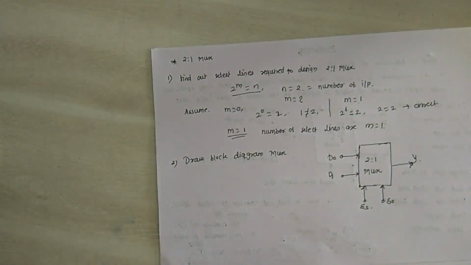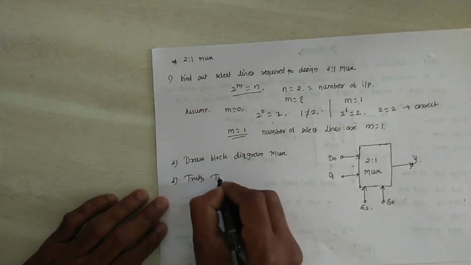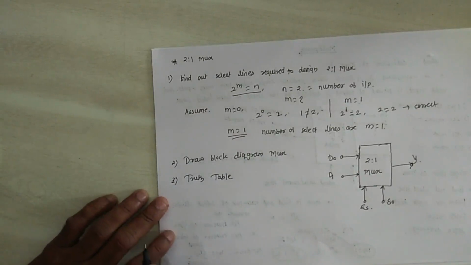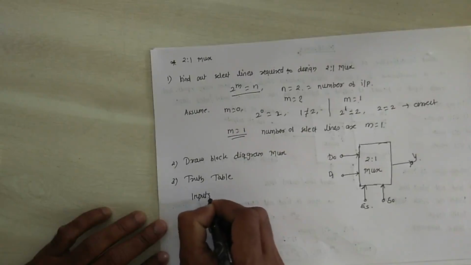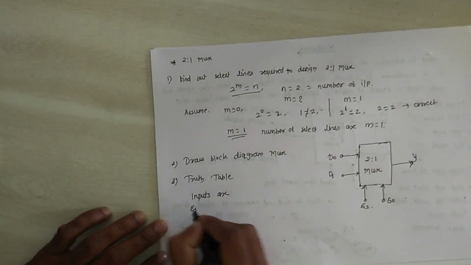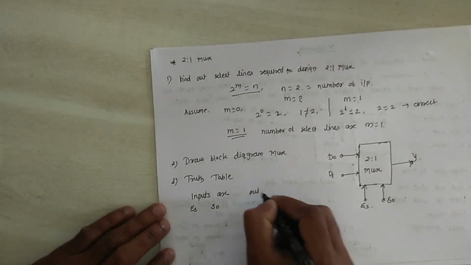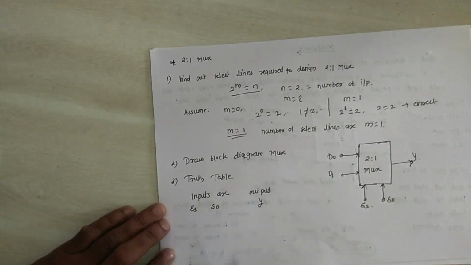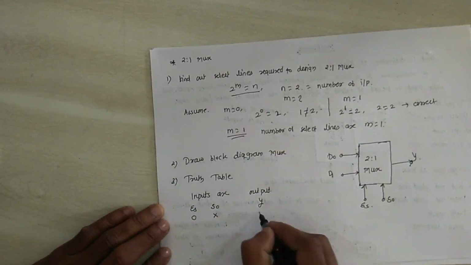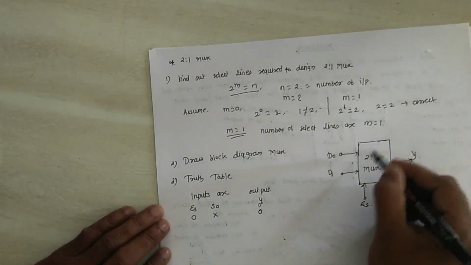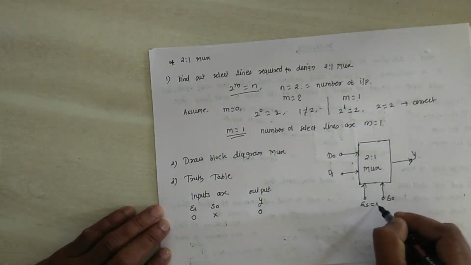Depending on this, we go to the third step, the truth table. For designing the truth table, we need the inputs, which are the strobe enable as well as the select line S0, and the output, Y. First we assume that if this is 0 and this is a don't care, the output is also 0, because this IC or this mux is not enabled when we are not applying the signal 1 here.